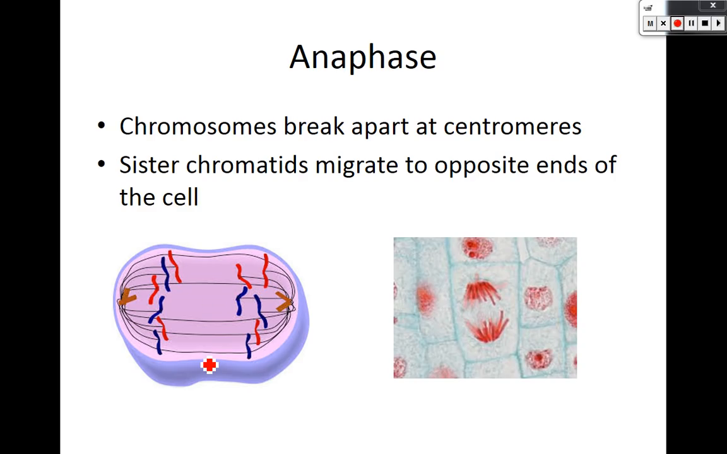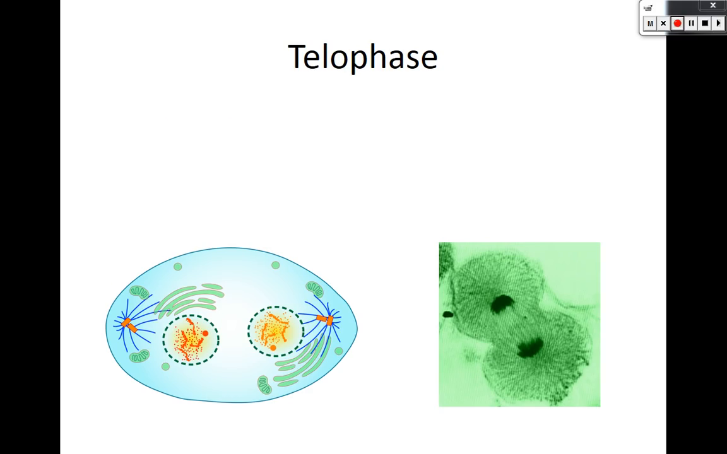So they've all lined up together, and now they're being pulled apart so that each side of the cell will have one of each chromosome. And you can see that happening here as they're pulled towards opposite sides. And then we have telophase. Telophase can be a little hard to see, I think, under a microscope, but what's happening is the nuclear membrane is starting to reform.